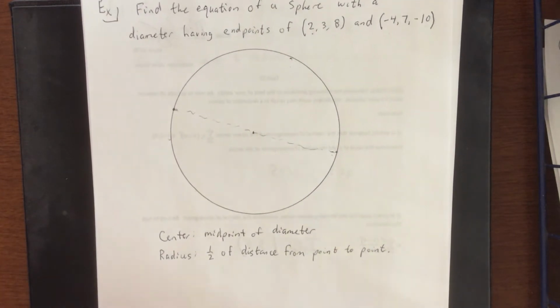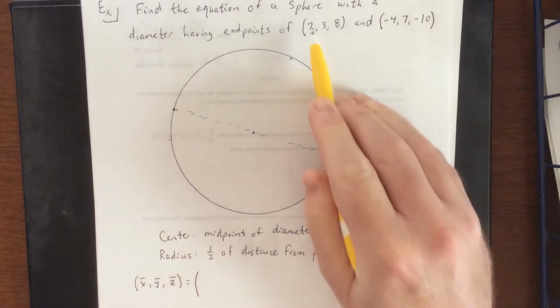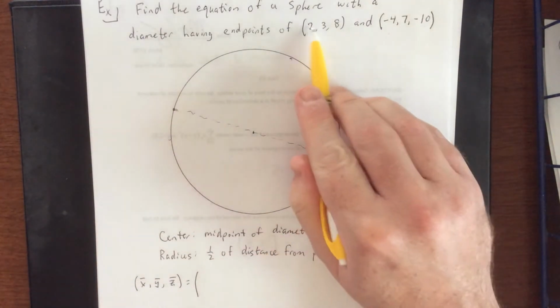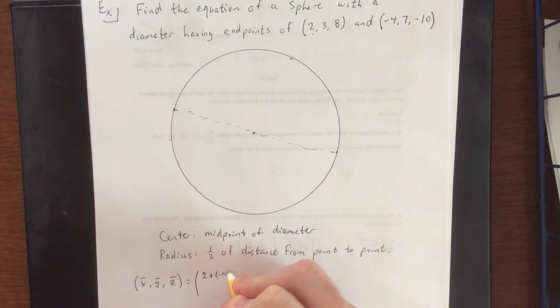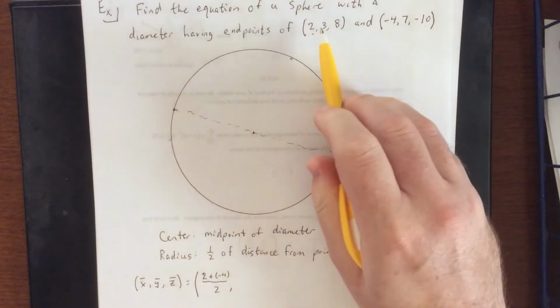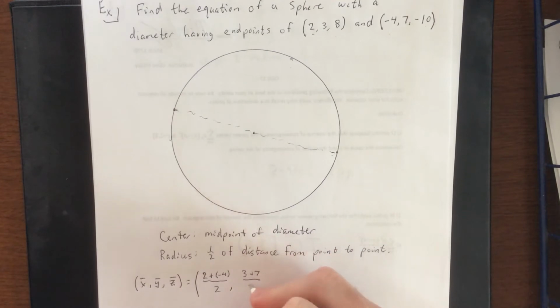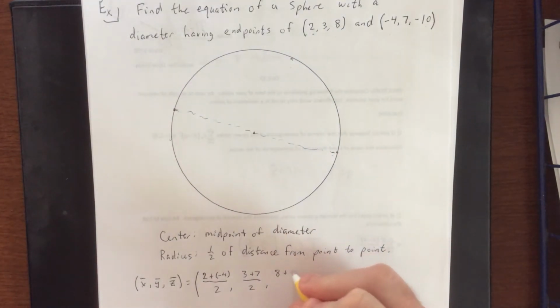So for the midpoint of the diameter, we're going to be making use of the midpoint formula that was introduced in a previous video. That's where we're going to take each of the coordinates and find their average. So for the x coordinate, we'll be taking 2 plus -4, put that result over 2. Then we're going to do 3 plus 7, put that over 2. And we'll take 8 plus -10 and put that over 2 as well.